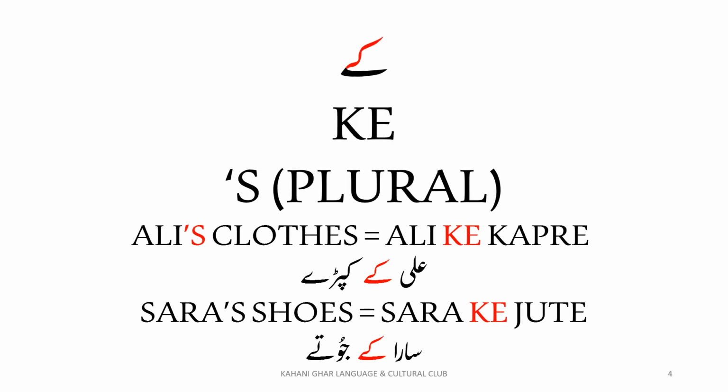Ke. This is the same word used for plural. Ali's clothes. Now clothes is a plural noun, so we will say Ali ke kapde. Kapde. This is a plural noun. Sarah's shoes. Sara ke joote. Joote. Shoes.